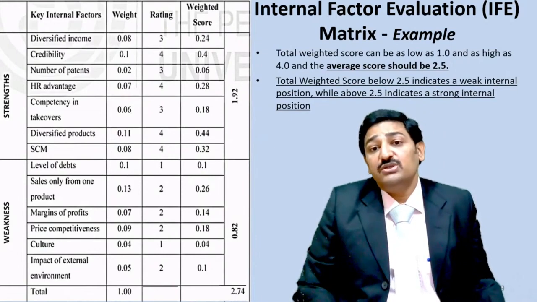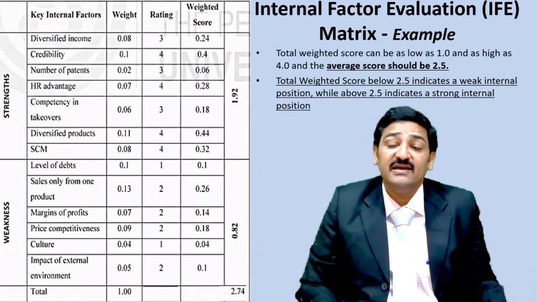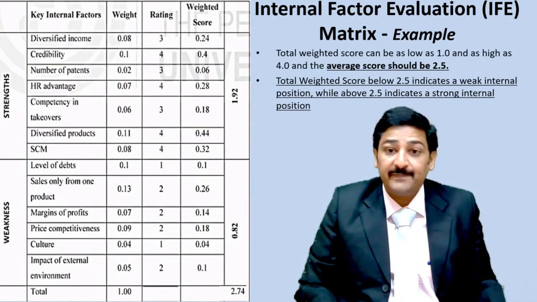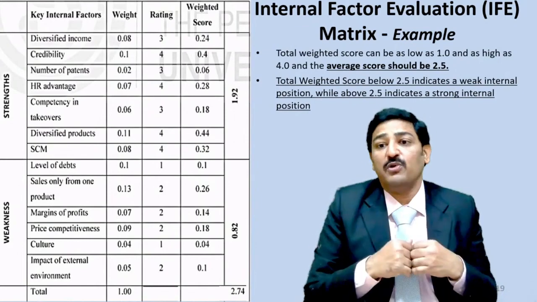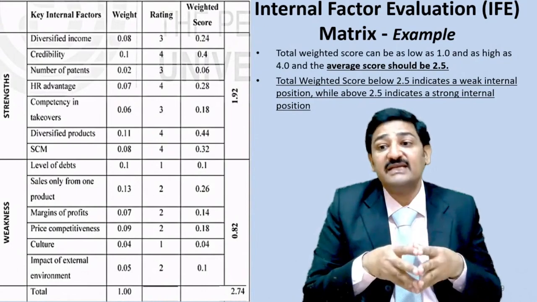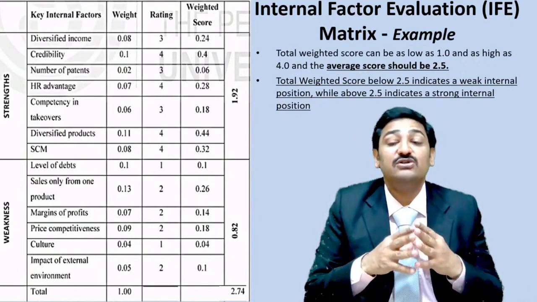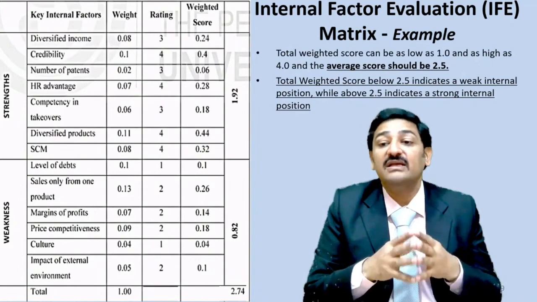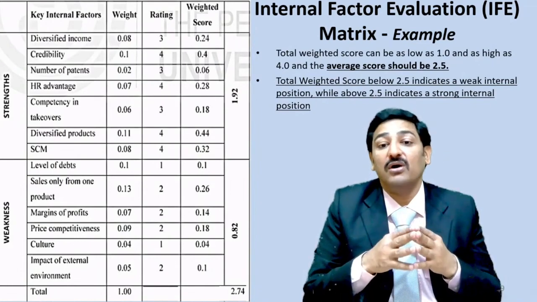Here, the total weighted score can be as low as 1 and it can be as high as 4, but the average score should be 2.5. In case the total weighted score is lower than 2.5, which is below the average, then it indicates the weak internal position of the firm. On the other hand, if the total weighted score is above the average of 2.5, then it signifies the strong internal position of the firm.